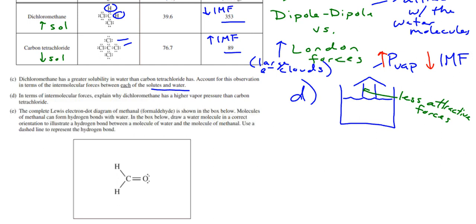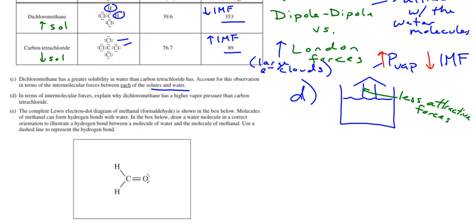Last part, probably the biggest problem. The complete Lewis electron dot diagram of methanol is shown in the box below. Molecules of methanol can form hydrogen bonds with water. In the box below, draw a water molecule in a correct orientation to illustrate a hydrogen bond between a molecule of water and the molecule of methanol. Use a dashed line to represent the hydrogen bond. Okay, so I'm amazed how many students will get this wrong.